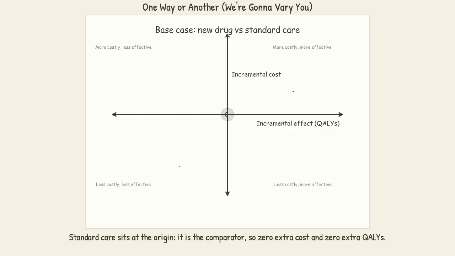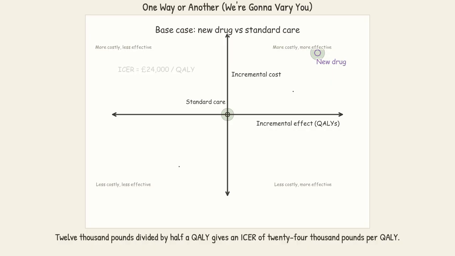Rightwards means more effective, upwards means more costly. Standard care sits at the origin. It is the comparator, so zero extra cost and zero extra QALYs. The new drug costs £12,000 more per patient and gains half a QALY. £12,000 divided by half a QALY gives an ICER of £24,000 per QALY.